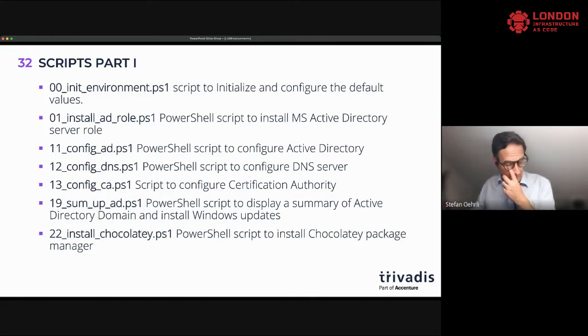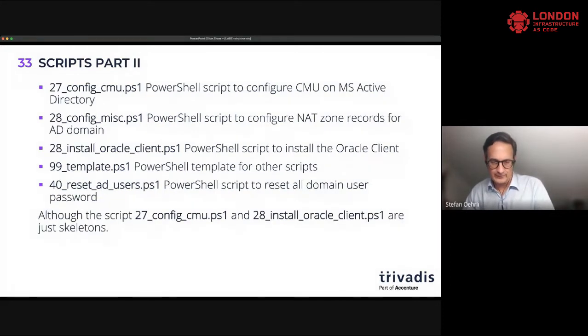Then there is a sum up script which provides some information on what has been set up. Then the scripts starting with 2, so 22 and later on, are the scripts to configure other stuff. They are not basically required to set up Active Directory, but they are quite handy when it comes to setting up certain tools and utilities. Chocolatey, for instance, is a package manager for Windows. When you install this, you can then easily install stuff like the Google Chrome browser, Visual Studio Code, etc. via the package manager. That's why I install it, to then be able to configure certain other stuff.